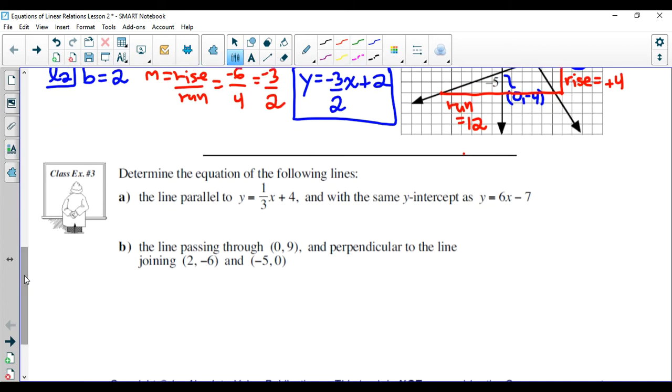Okay, let's go down to something a bit more complicated. Okay, it says determine the equation of the following lines. So we want a line that is parallel to, so I'm going to label this. Let's say we're going to figure out the equation of a line that I'm going to call L1. That's parallel to this line, which I'll call L2. And it has the same y-intercept as this equation, which is L3.